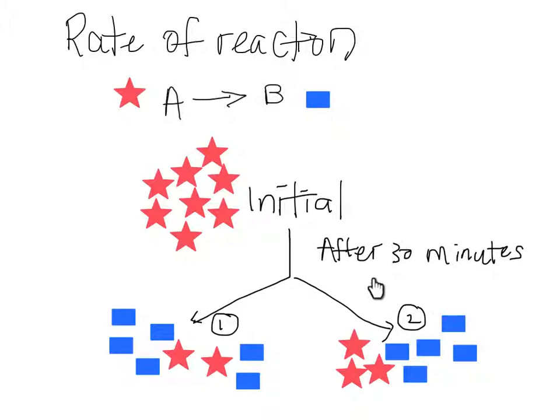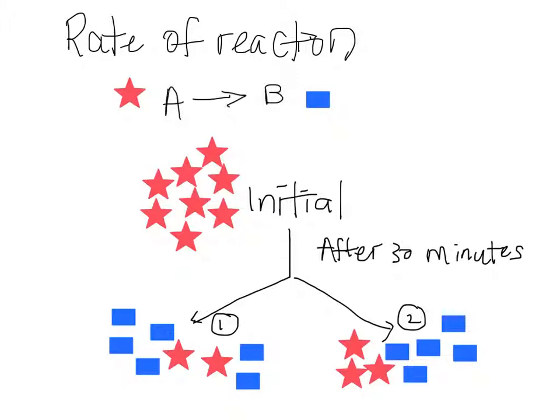But after 30 minutes, in reaction number 1, see what happens. Out of the 8 reactants, 6 have been converted to products already. That's why you see 6 products here, and only 2 reactants left. Whereas in reaction number 2, out of 8 reactants, only 5 have been converted into products, and 3 remain as reactants.